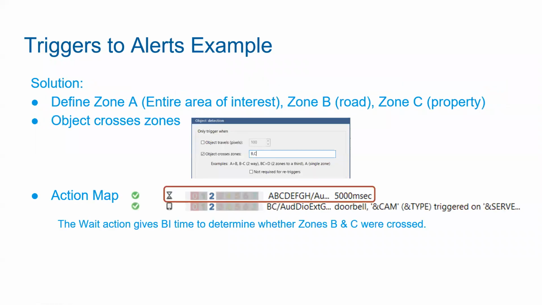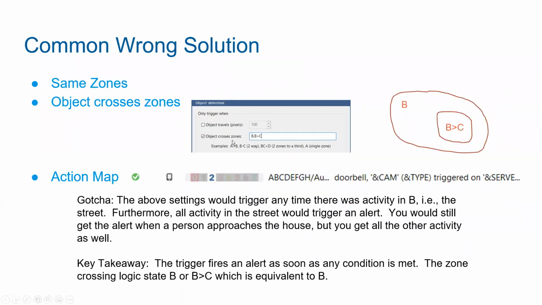So why is that important? Well, when you do the logic B or B and C, if you remember your math and your Venn diagrams, B going to C is a subset of B. You have to understand that logic first of all. It's got to go to B before it can go from B to C, obviously. Because of that, B's always going to fire. So if B is always met, that means anytime there's activity on the street, you're going to get an alert. And that's exactly what you don't want.